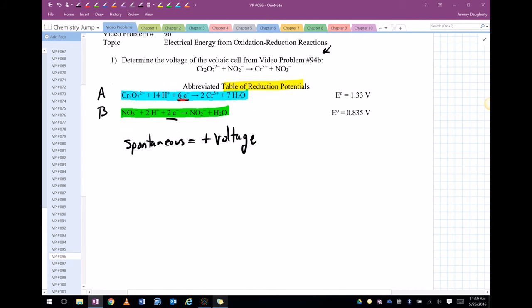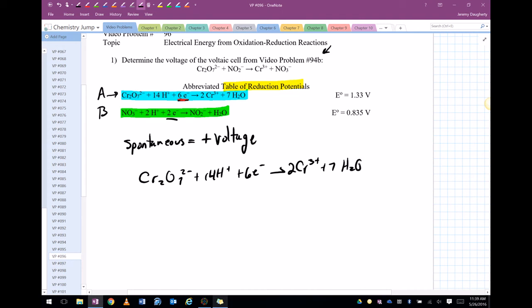So I'm going to go ahead and write reaction A. Now notice reaction A is completely balanced. So that's a balanced reduction reaction. I've got the same atoms and the same charge on both sides. Let's go ahead and write it down: Cr2O7 2 minus plus 14 protons plus 6 electrons yields 2 Cr3 plus 7 waters.